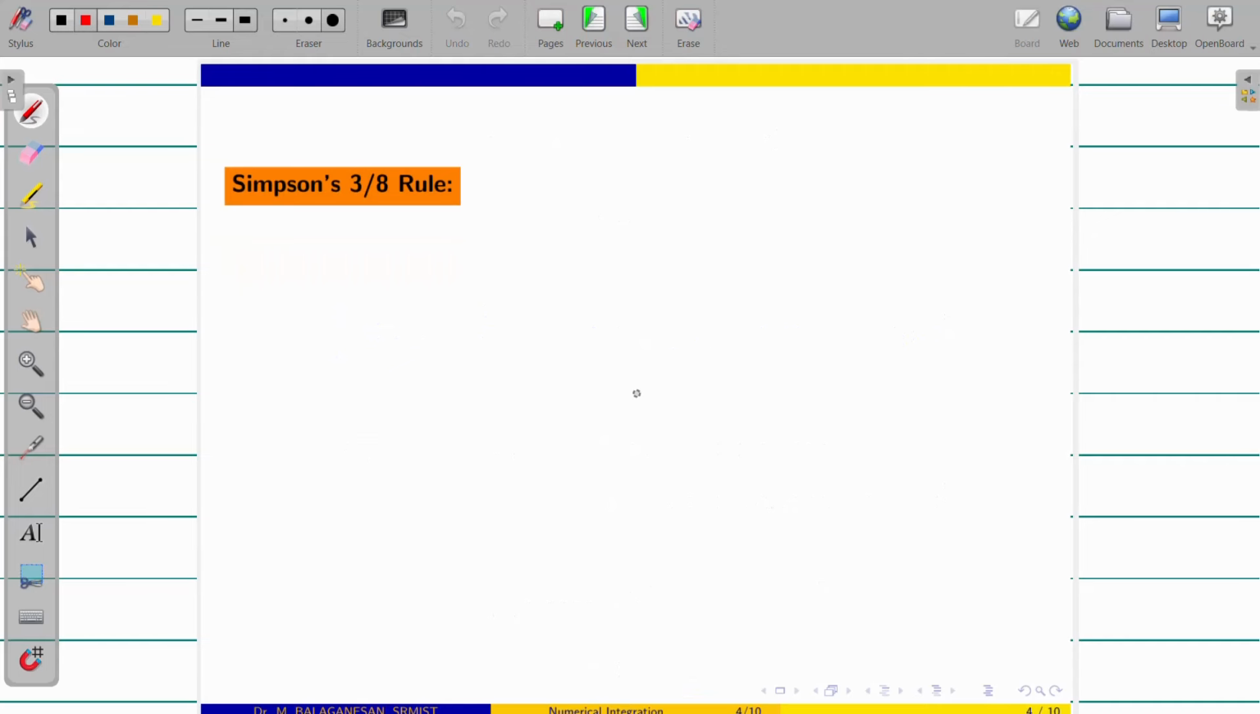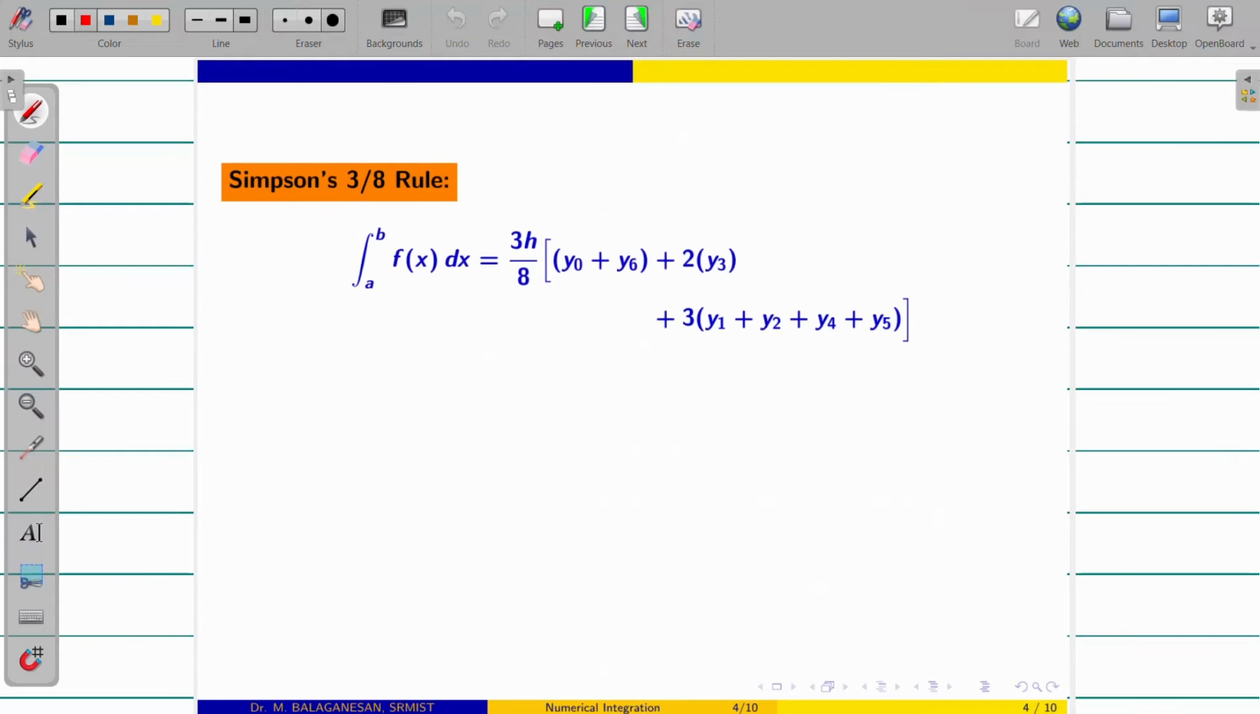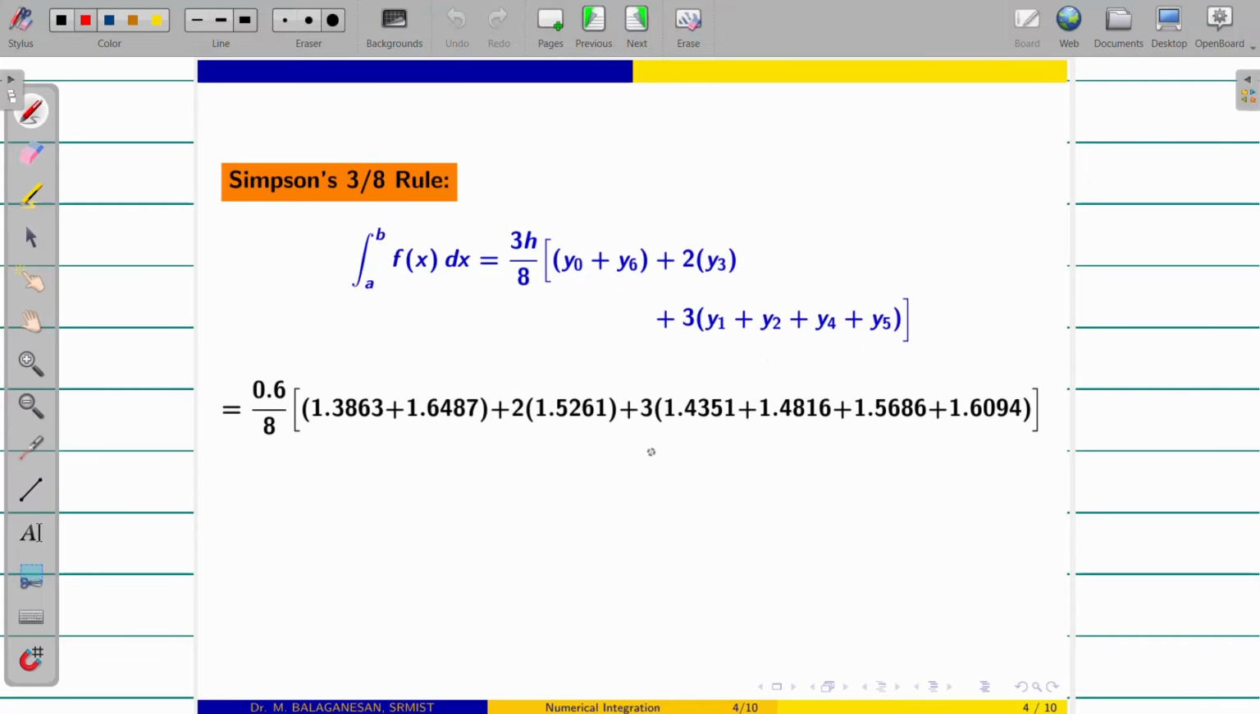Now the Simpson 3/8 rule. You know very well, 3h by 8. So the 3/8 rule means 3 by 8 into h. The 1/3 rule means 1 by 3 into h. That's what the meaning is. Right. First value plus last value, twice the multiples of 3, plus 3 times the rest of the values, with 3 in the numerator. Substitute the values from the table, simplify that, and we can get the answer.